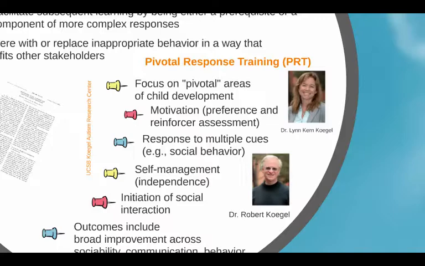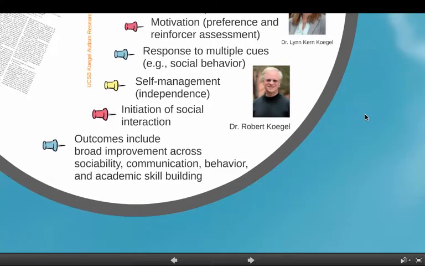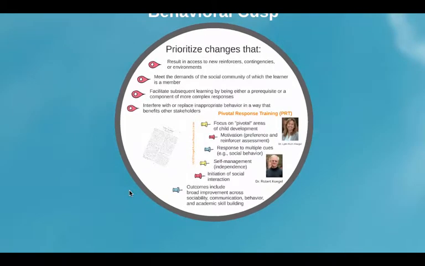And I'll make a connection back to one of the previous modules as well, on normalization by Wolf Wolfensberger, if you recall. We want to normalize the person's life to the greatest extent possible. And one way of doing that is by getting them to be independent. And then finally, we really focus on the initiation of social interactions. So the outcomes that we're looking for in pivotal response training are broad improvements across social ability, communication, behavior, and academics and academic skills.